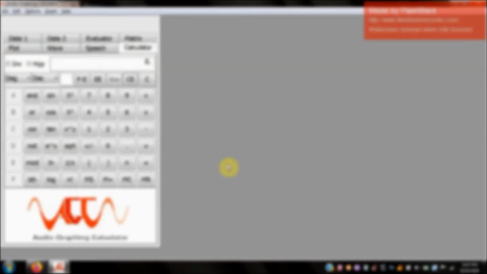Next, I want to get the square of 99, so I press 9, 9, and shift X Q, and the equal sign. It's 9801.